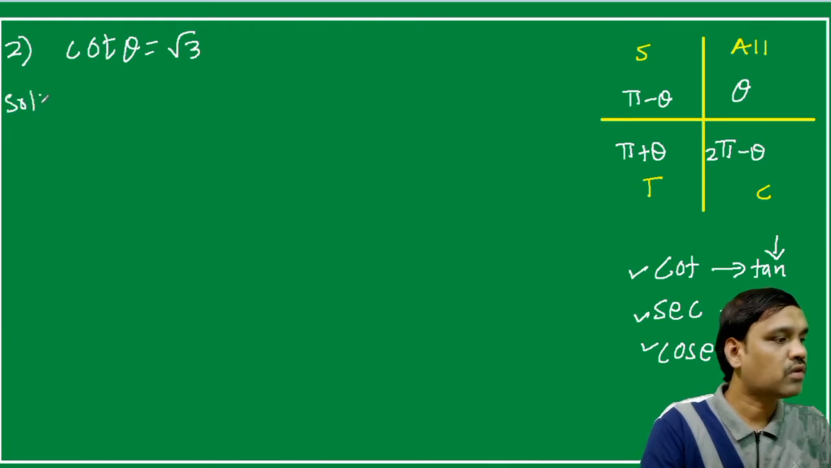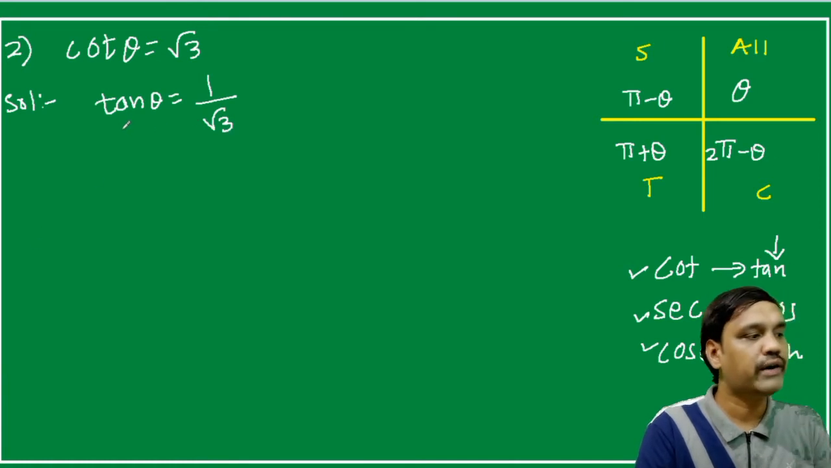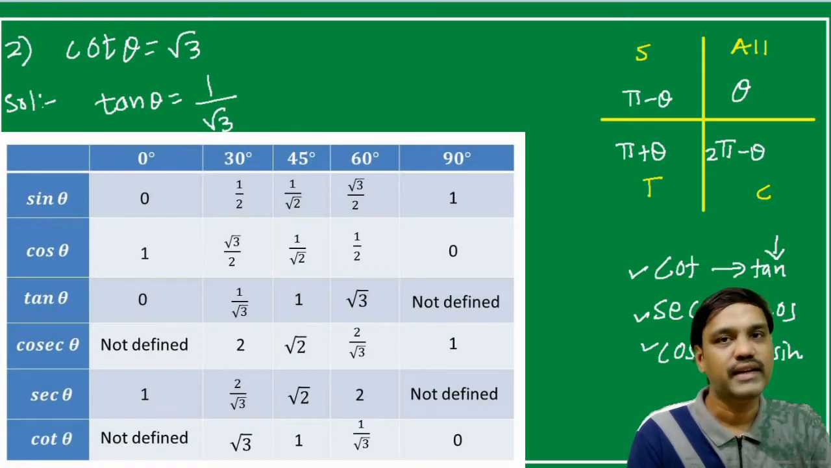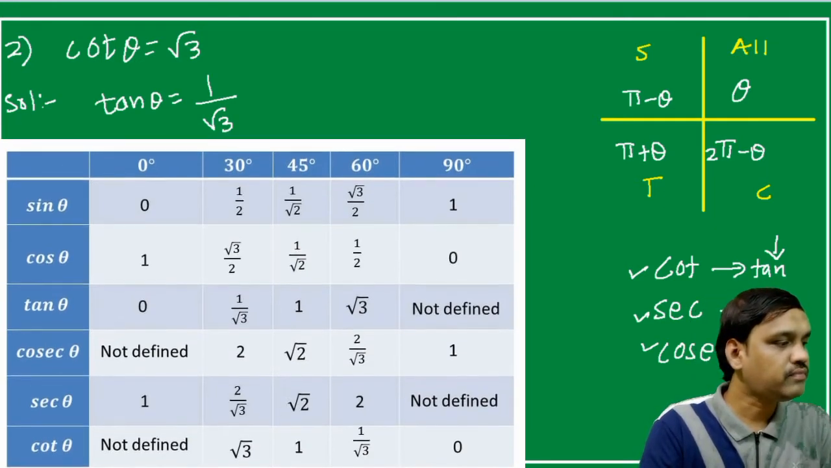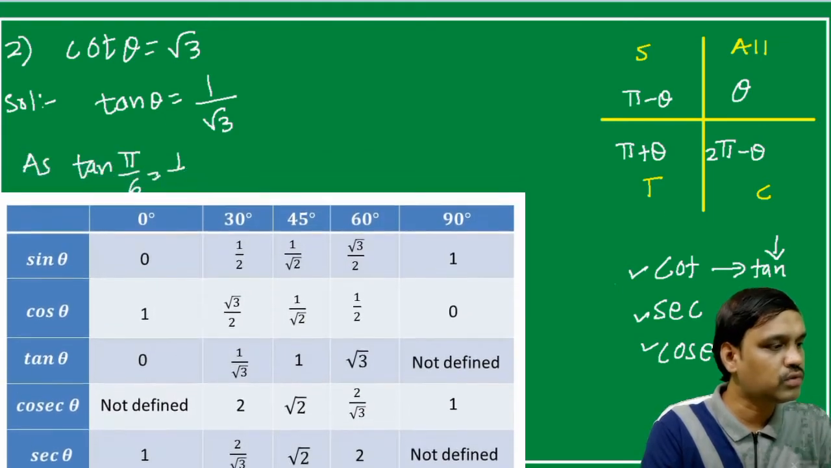Solution: cot theta, by taking reciprocals, becomes tan theta, and reciprocal of root 3 is 1 upon root 3. So we are going to find the solution of tan theta equal to 1 upon root 3. We all know tan 30 is 1 upon root 3. So we can write tan 30, that is pi by 6, is equal to 1 upon root 3.